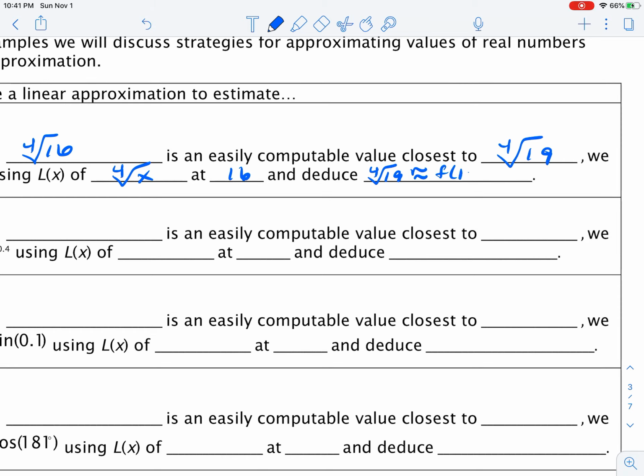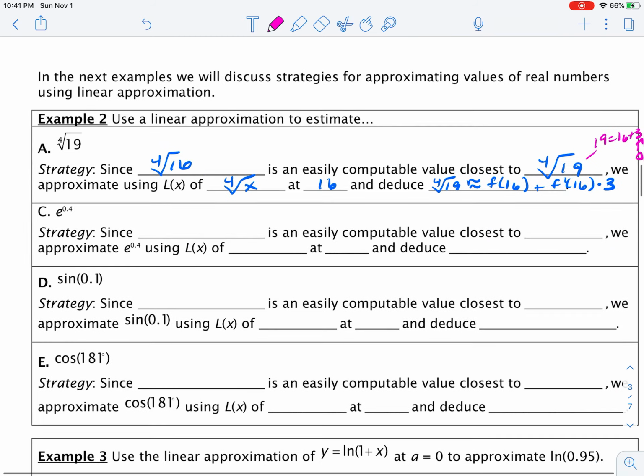And then we would deduce that the fourth root of 19 is approximately equal to f of 16 plus f prime of 16 times delta x, when delta x here would be 3, right? Because 19 is 16 plus 3. That makes sense? And our 3 would be delta x. And this is our f of x plus f prime of x at 16.